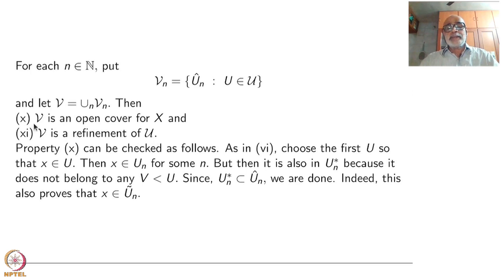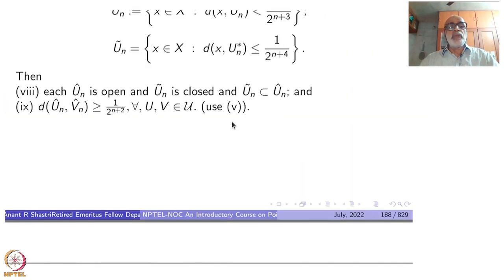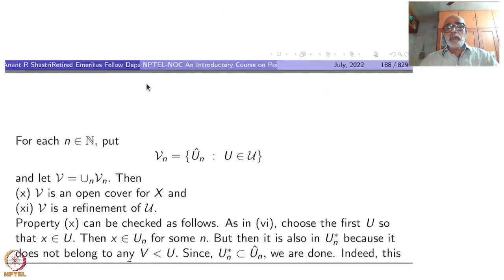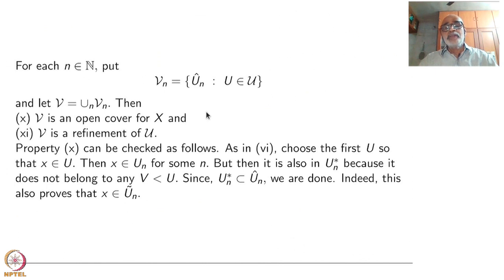Okay. So, how to check this tenth one? This can be checked as follows. As in the case of 6, what we have done here, each x belongs to some U_n. Okay. So, each x will belong to some U_n star also, is what you have to say. Okay. As in 6, choose first U so that x is inside U, then x will be inside some U_n first. Okay, but then it is also in U_n star because it does not belong to any V. All those V's which you have subtracted, it will not be inside V. So that will be in U_n star. Alright. But why is it in U_n hat? Since U_n star is contained inside U_n hat, we are done.